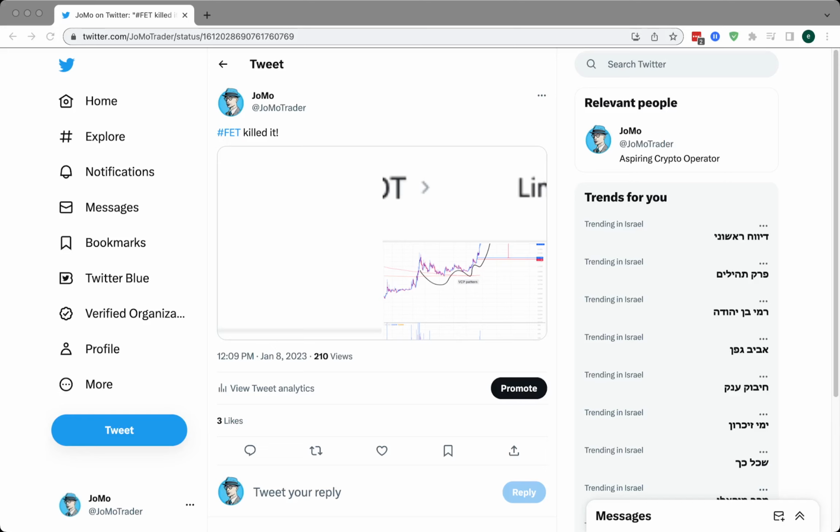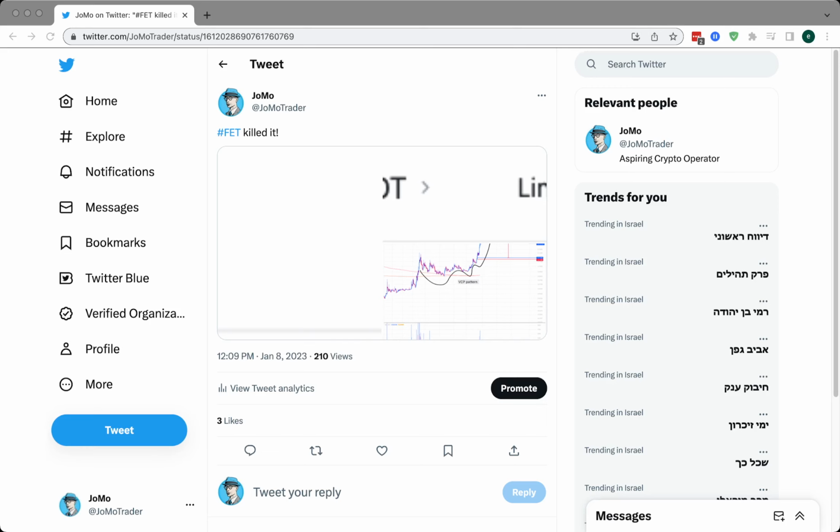Hi everybody, welcome. I just wanted, real quick, to show you how I doubled my money trading FET. Well, I didn't actually double my money here because I sold a bit along the way, but my last sell order was at around 100% gain.